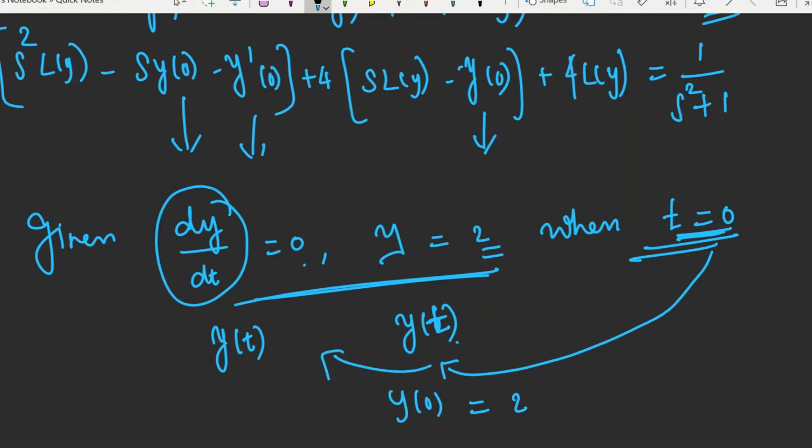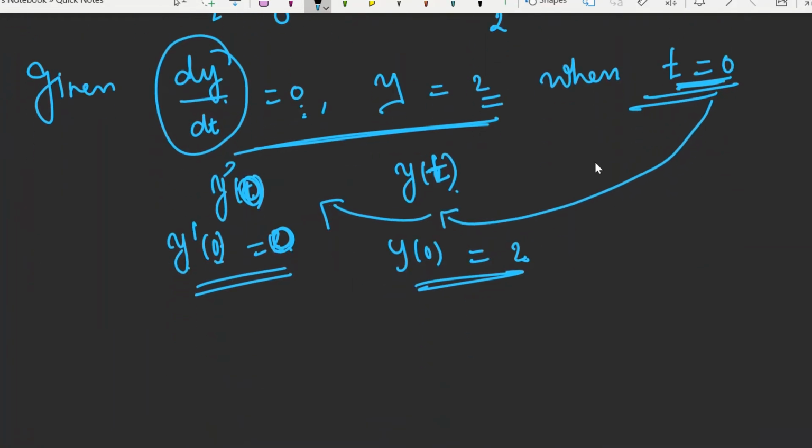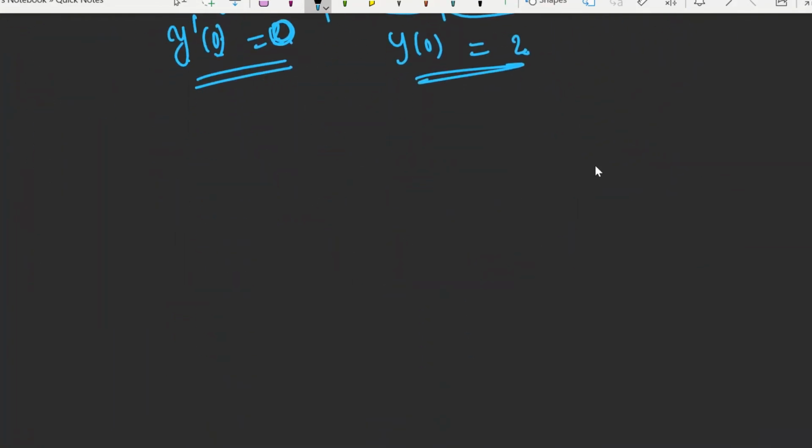And here, dy by dt is y dash of t, at t equal to 0 this is 0. So y dash of 0 is 0 and y of 0 is 2. So here y of 0 value is 2, y dash of 0 value is 0. Now make the further simplification.